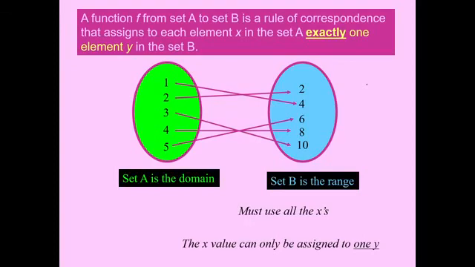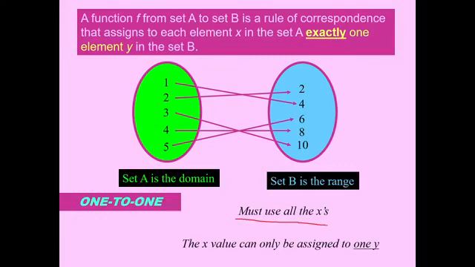Let's examine the first condition. Must use. By the way, this is an example of a one-to-one relation. You have noticed that we have assigned one value of the domain to only one value in the range. One value in the domain to one value in the range. So if this is a relationship, this is what you call one-to-one. Okay? So you have a one-to-one relation.